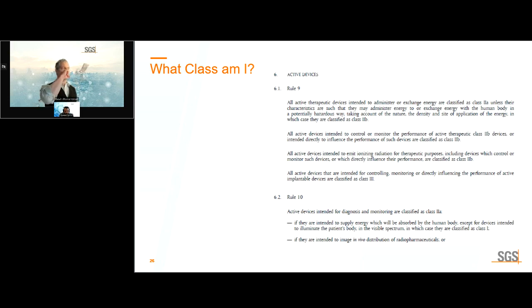Let's take Rule 9. All active devices intended to control or monitor the performance of an active therapeutic Class 2B device or directly influence the performance of such a device. It is absolutely possible for a software-only device to be the control for the performance of an active therapeutic 2B device. So the answer is, just because you're software only doesn't mean Rule 9 wouldn't apply to you. Similarly for Rule 10, we talked a little bit before, when you look at the definitions on page 43 and page 12 of the 2021-24 MDCG, you'll find it's very easy for software to be diagnosis and monitoring.